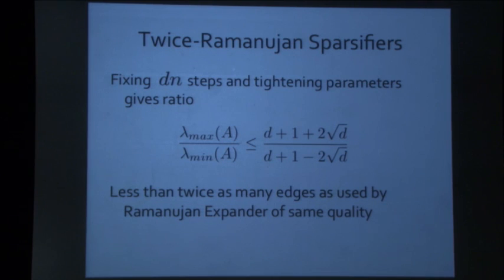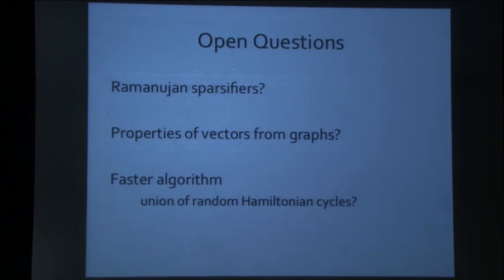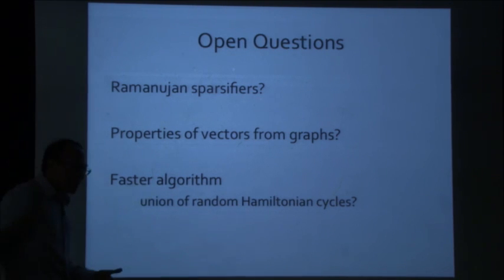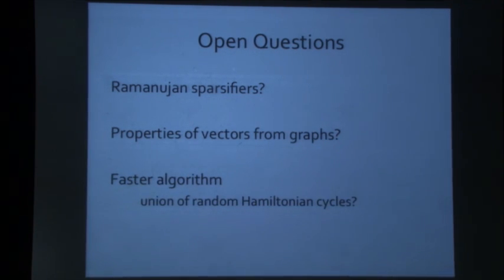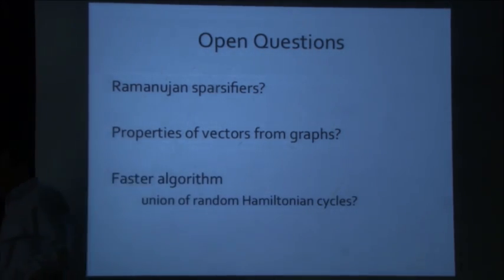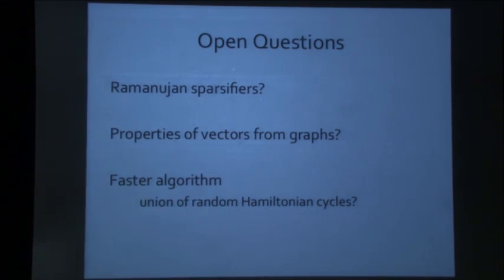OK, so let me end with a few open questions. First, can we get Ramanujan sparsifiers? I asked this already, which is, can you get sparsifiers that approximate an arbitrary graph as well as Ramanujan graphs approximate the complete graph? You're not going to get it from the techniques that I just gave you here, because you can't improve these bounds, at least asymptotically, that I gave you for sparsifying matrices. And you can see that just by plugging in random matrices or something like that. You won't improve that.